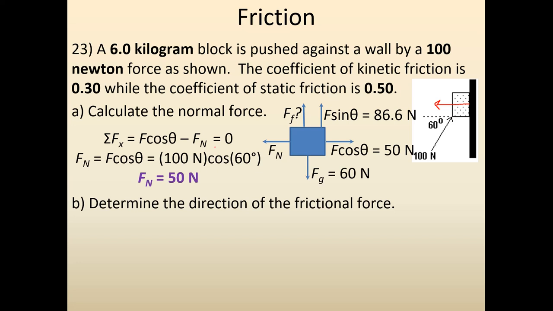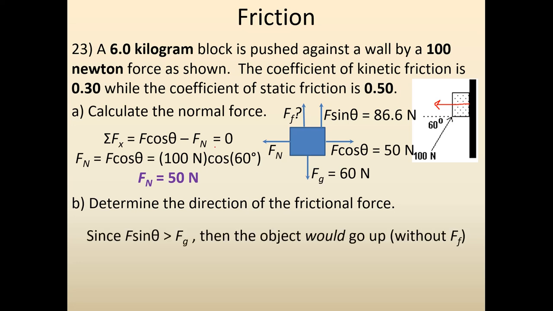From the looks of it, just these two forces alone, I already can tell that I have a net force going upwards. This means that since the upward force is bigger than the gravitational force, the object would go up without friction. So if this was a frictionless surface, I'd have a net acceleration going upwards because there would be a net force going upwards. Therefore, since the object would go up, friction is going to oppose that theoretical motion and go down. So it turns out that the frictional force is actually going down.